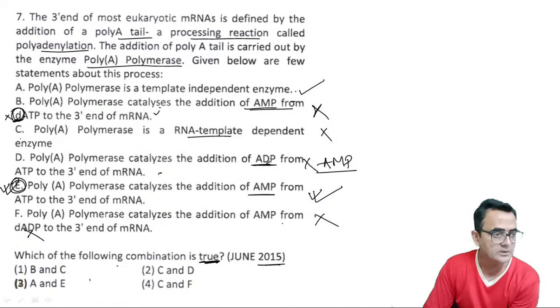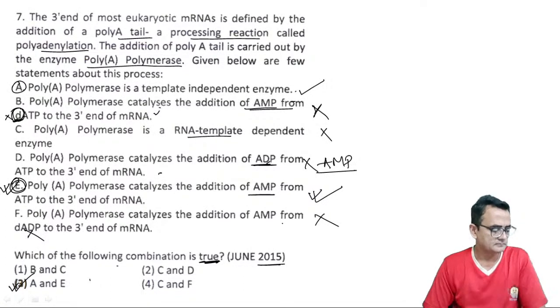E is correct and A is correct, right? A and E. So this third option is the correct choice.